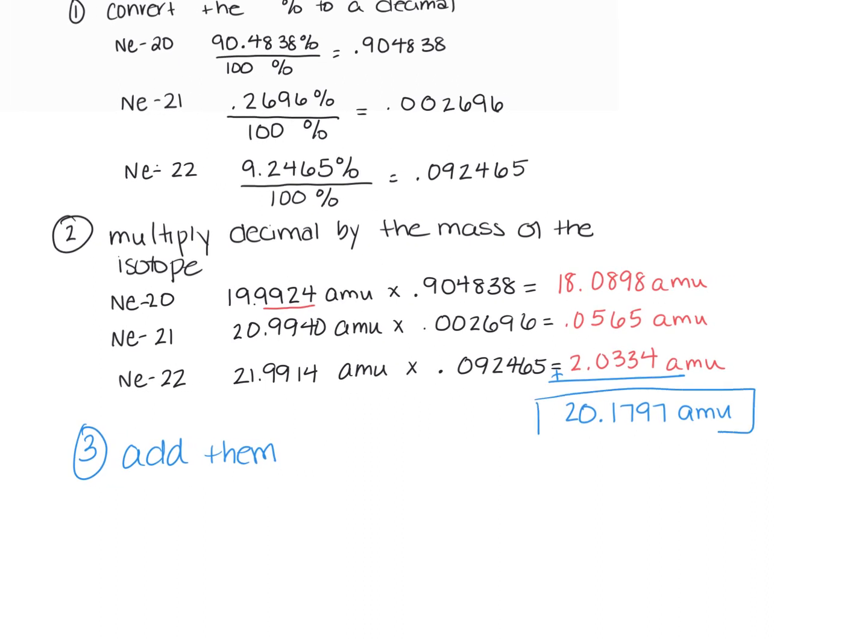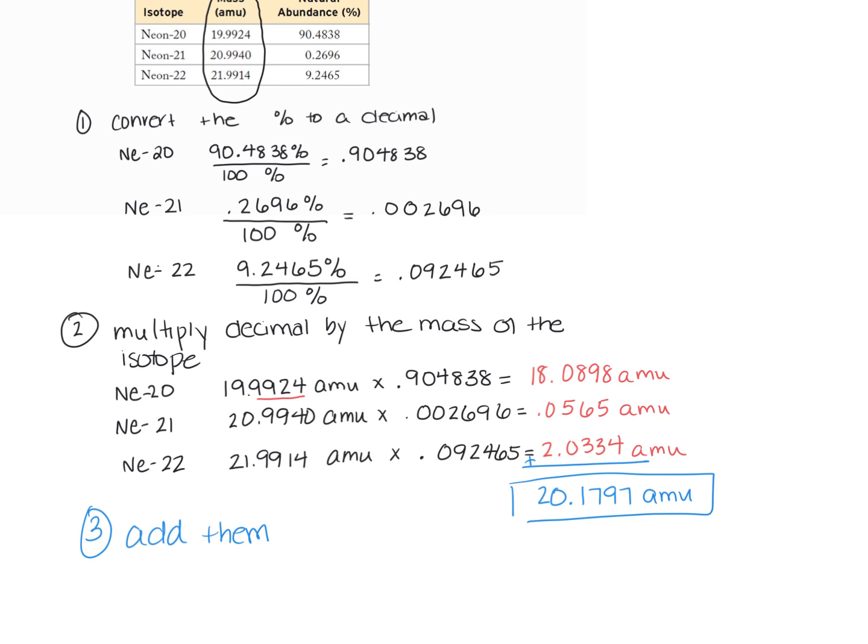And so we're going to go back and double check, and we see that 20.1797 is between the lowest and the highest mass numbers that were given. And so this makes sense. Now, the other thing that makes sense is that I want you to notice that 20.1797 is closest to 19.99. And the reason for that is 90% of the abundance is this isotope. So we would expect this number to be closer to this isotope.